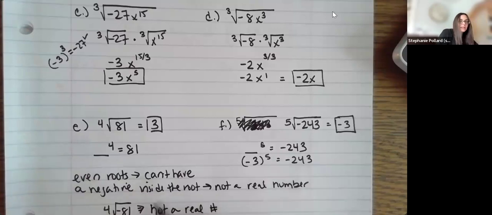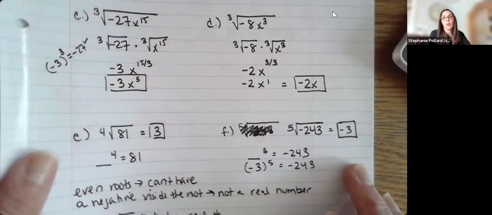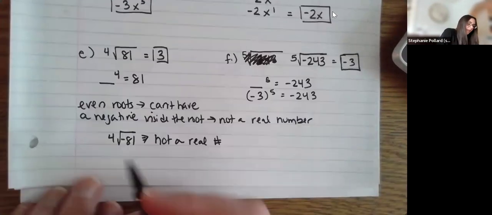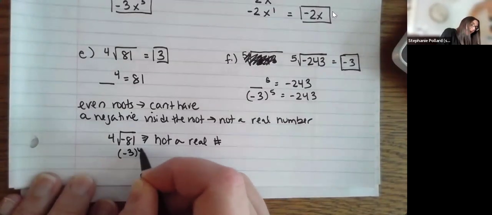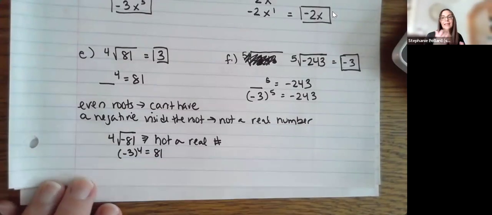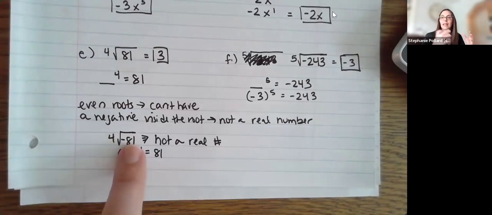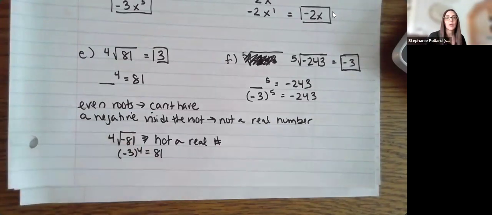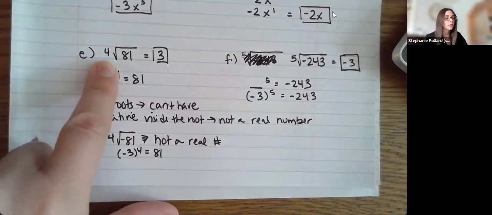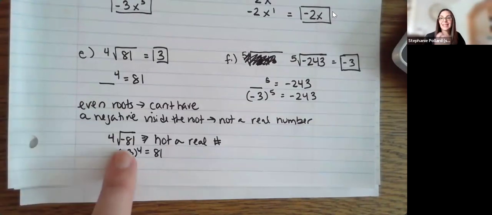Right? There's no way to get a negative when I do it 4 times. If I try negative 3 to the fourth power, I end up with positive 81. Because there's 4 of them, I can never get that negative to stay. So anything with an even root, like a square root or a fourth root or a sixth root, you cannot have negatives in the root.